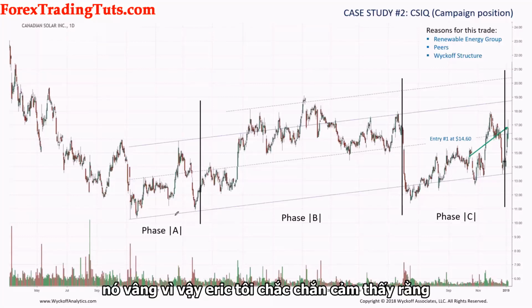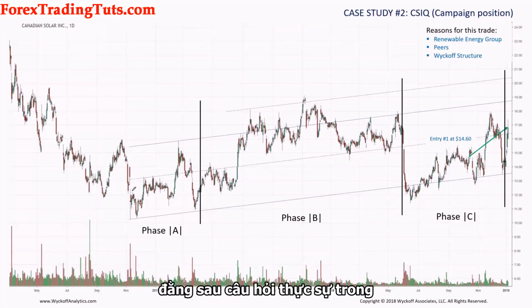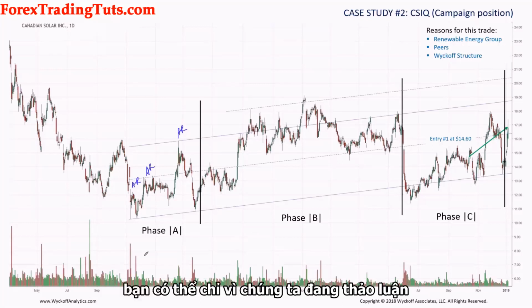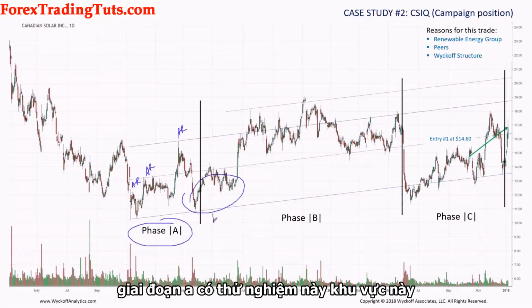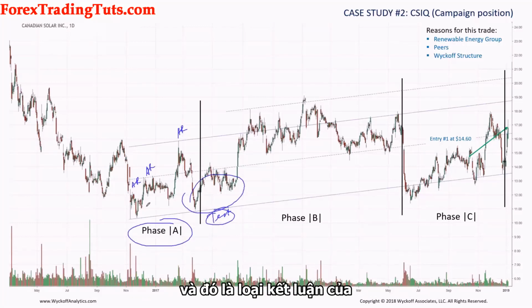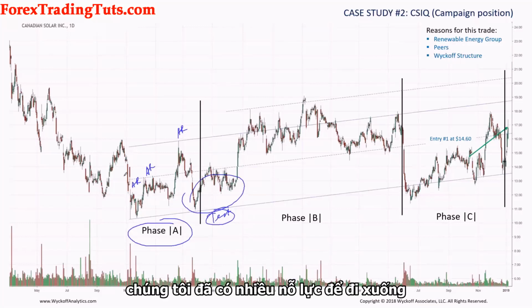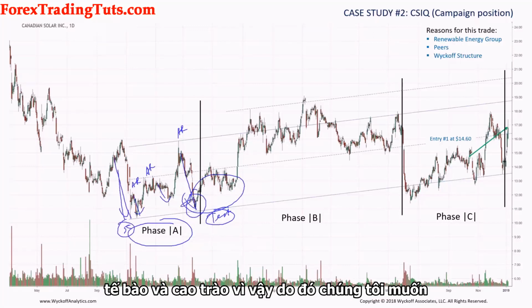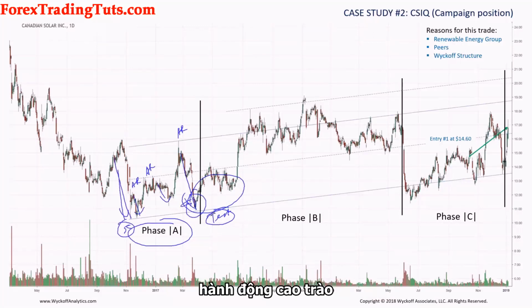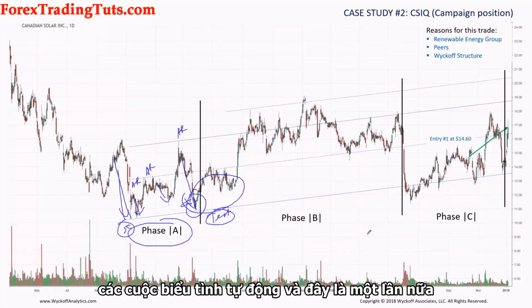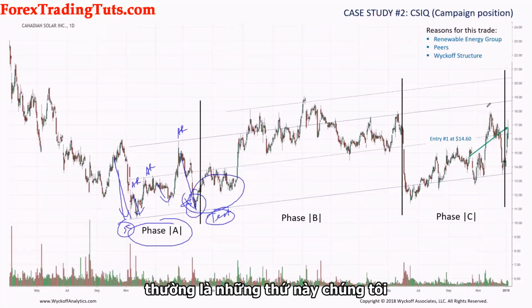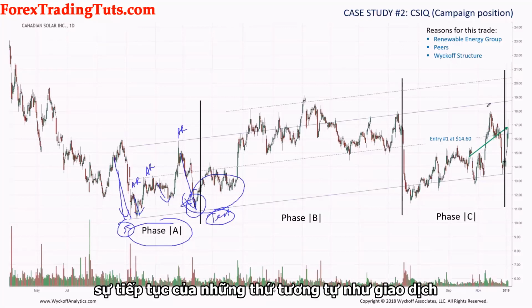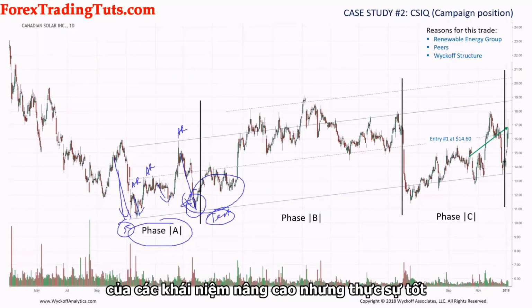Okay, got it. Eric, I definitely feel that there is some knowledge behind the question. Actually, in my opinion, there are 3 automatic rallies here. Just because we're discussing phase A, this area is a test, and it's kind of the conclusion of the testing of phase A. We had multiple attempts to go down, so this is of the same magnitude as the selling climax, and we want the test to be of the same magnitude as the climactic action. From that perspective, we might have multiple automatic rallies, and this is something we'll go into in detail. This is a little bit more advanced, so usually we leave this for the practicum, which is the continuation of the Wyckoff trading course, and covers the more advanced concepts. But really good question.